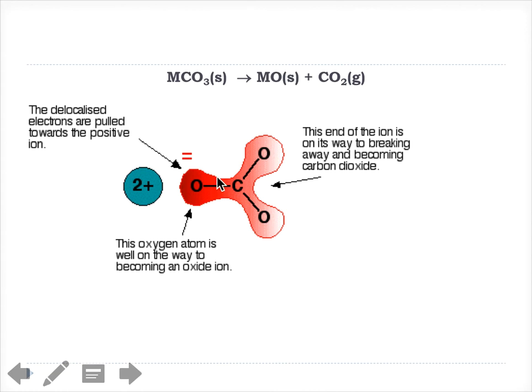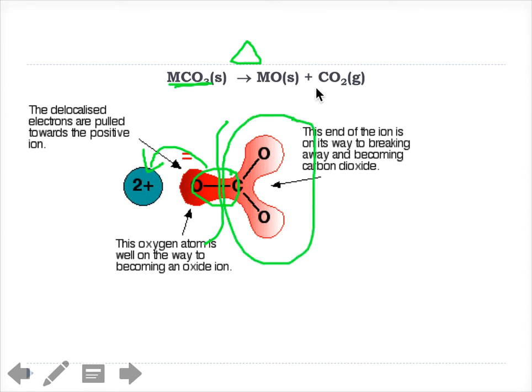Now, when this bond is weakened, when I subject this compound to high heat, this bond, because some of the electron density is sucked over to the cation, breaks easily. As a result, this portion will become carbon dioxide. This portion will become the group 2 metal oxide.